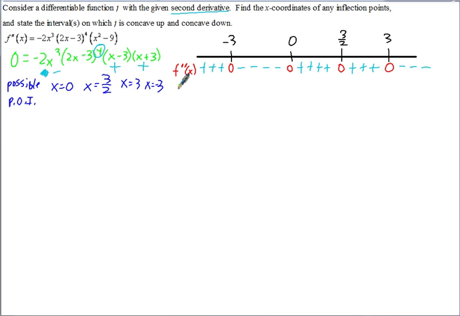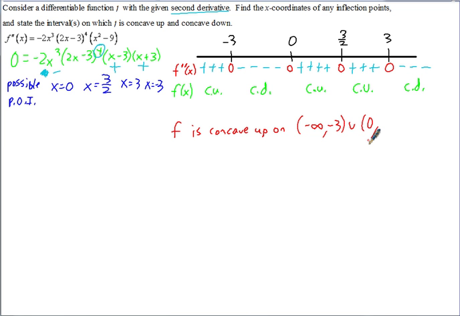So this shows us that f of x is concave up, then one second is positive, concave down, one second is negative, back to concave up, and then back to concave down. So we can say f is concave up on negative infinity to negative 3, union with 0. And you don't have to stop at 3 halves because it stays concave up. I mean, because it's 0 right there. So 0 to 3. And f is concave down on negative 3 to 0 and 3 to infinity.